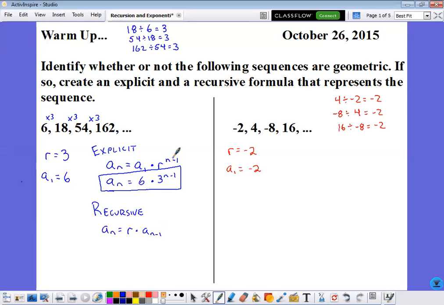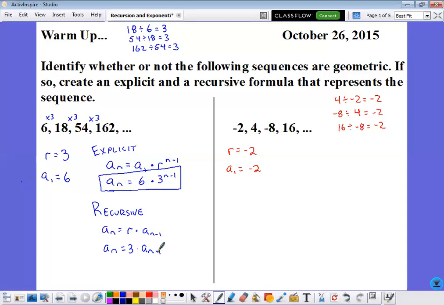So in this case, I like to read it in math speak as the term that we're looking for is going to be equal to the common ratio times the previous term, which is this n minus 1. So we're not going to plug anything in for the a sub n or the a sub n minus 1. All we need to do is plug in our common ratio. So a sub n is going to be equal to 3 times a sub n minus 1.